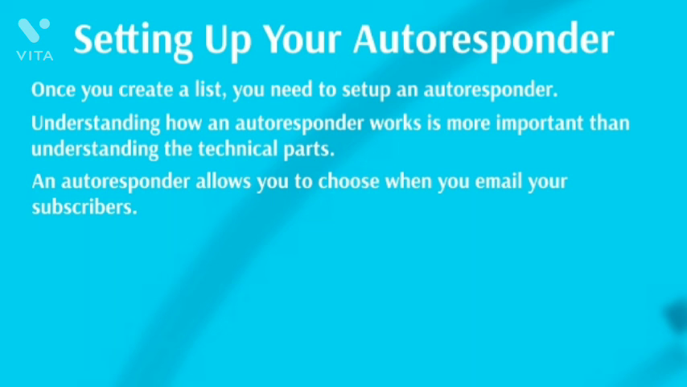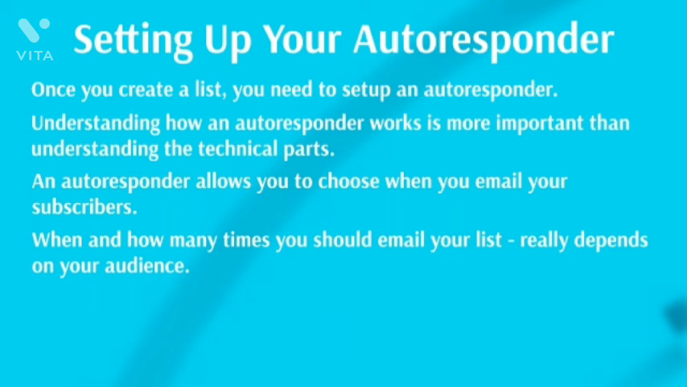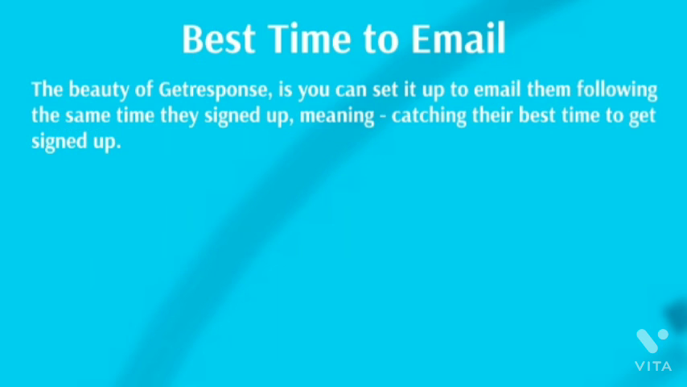Now, an autoresponder allows you to choose when you email your subscribers, the time zone, all of that. Now, a very common question that we have seen is, when should you email your subscribers? Or even how many times should you email your list? And while I can't give you an exact answer, I can say that it really depends on your audience. If you've done the proper demographic research and you understand somebody's typical day and all of that, then understanding when is the best time to email them is actually quite easy.